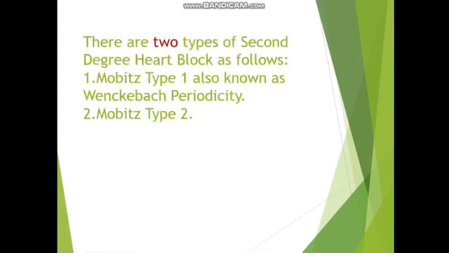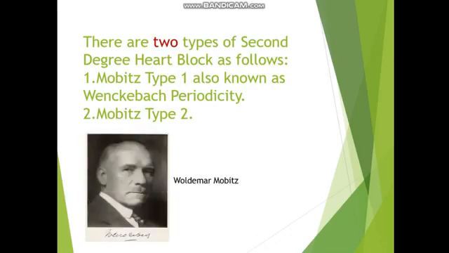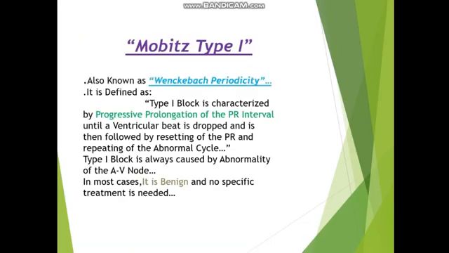There are two types of second degree heart block as follows: Mobitz type 1, also known as Wenckebach periodicity, and Mobitz type 2. This is the person, Mobitz. Waldemar Mobitz is a scientist who figured out these two types of second degree block. That is why, in honor of his name, they are titled Mobitz type 1 and Mobitz type 2, and also the Wenckebach phenomenon.